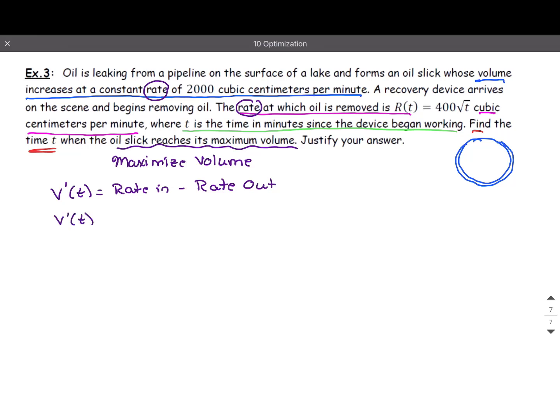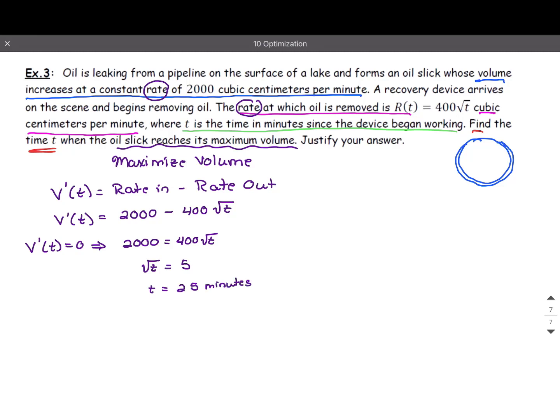V prime of t is, our rate in is 2,000 minus our rate out is 400 times the square root of t. Now when is this derivative equal to 0? That's when 2,000 equals 400 square root of t. If we divide both sides by 400, the square root of t would be 5. And square it, t would have to be 25 minutes, okay, after the device showed up.